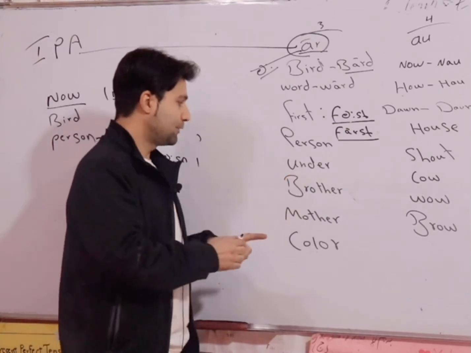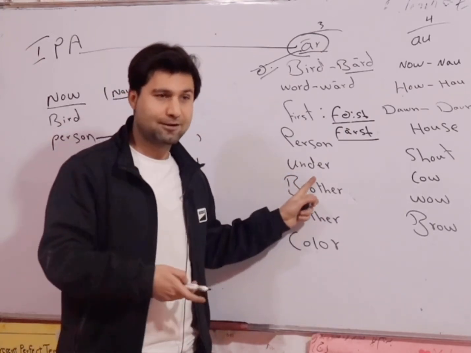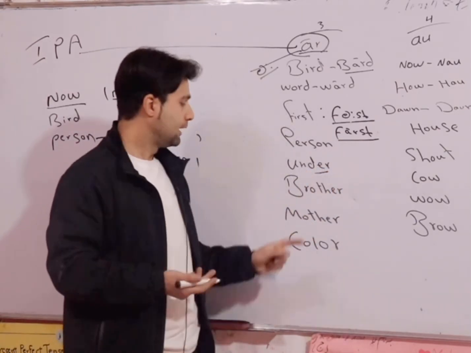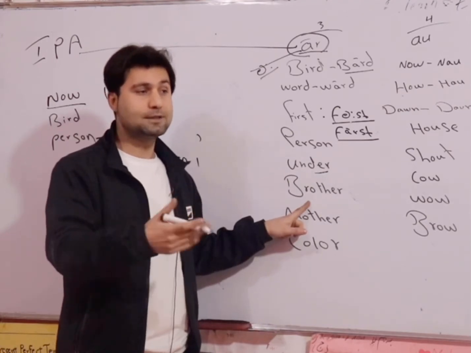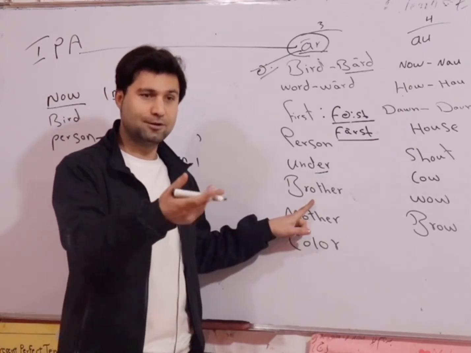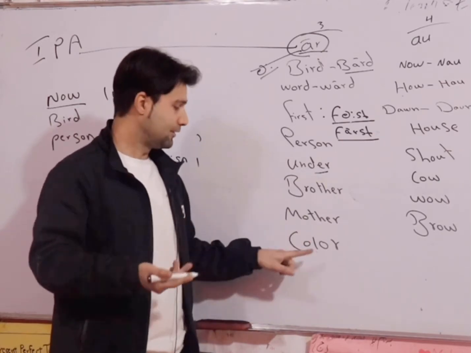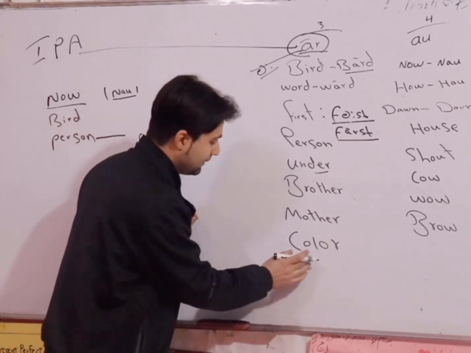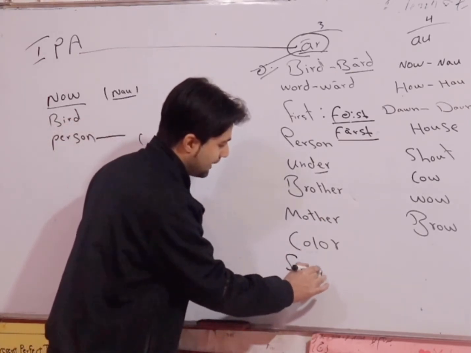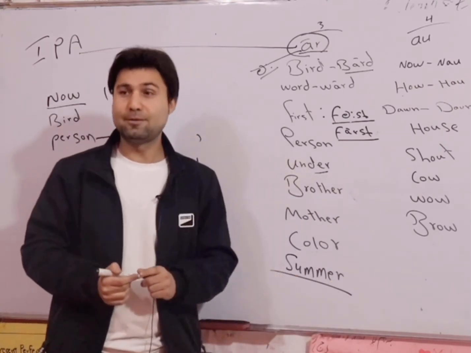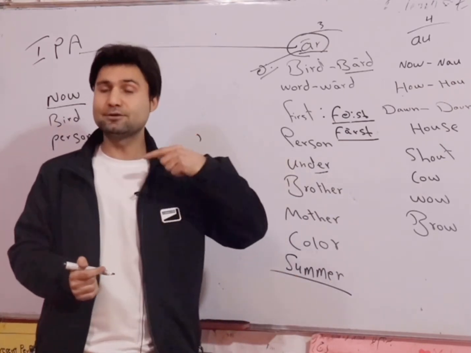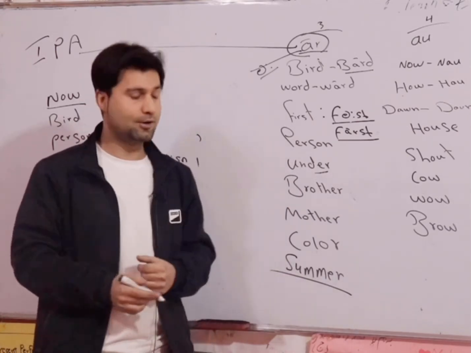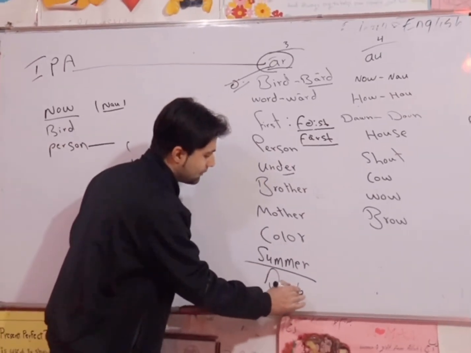Okay? And the next one, it's not under. So what should we pronounce? Under. Yeah, under. The next one, brother. It's not brother, brother, there. Mother. And this? Color. Color is wrong. Let me see. For example, how do you pronounce this word? Summer. See? Summer. Listen to me. It's not mer, it's not mar. It's summer. Okay?